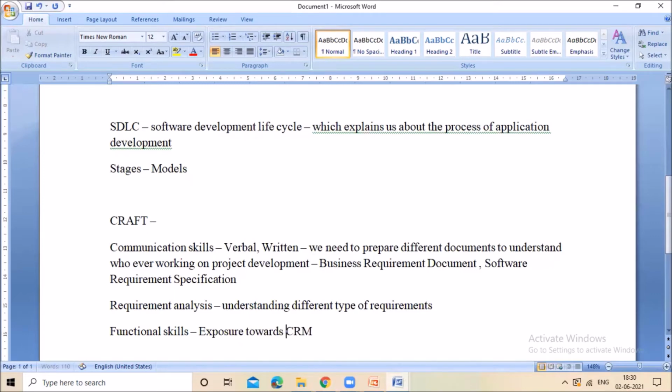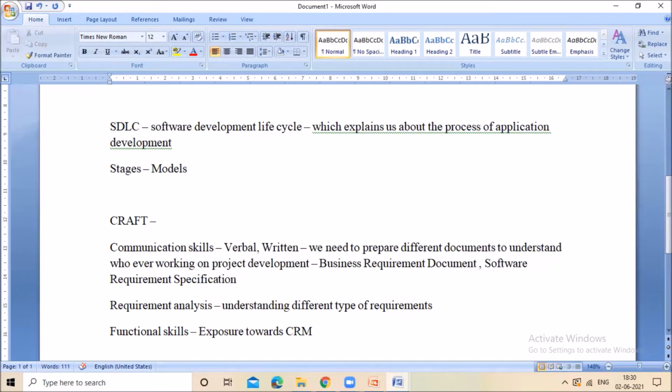Understood? Clear? Right? Are you from Telugu? Veena? No, I'm from Tamil Nadu. Oh, Tamil. Okay. Right. Understood? You understood this, right? Yeah. Clear. CRM, I hope, right?